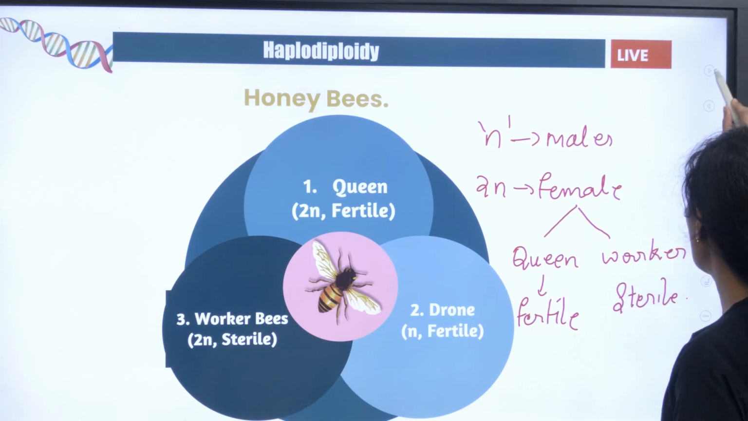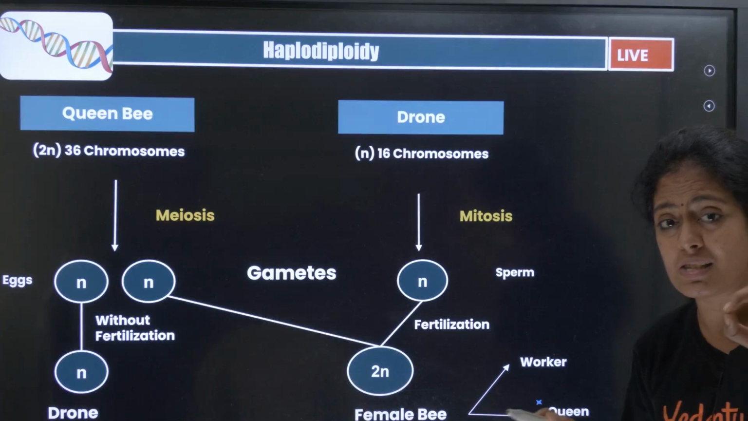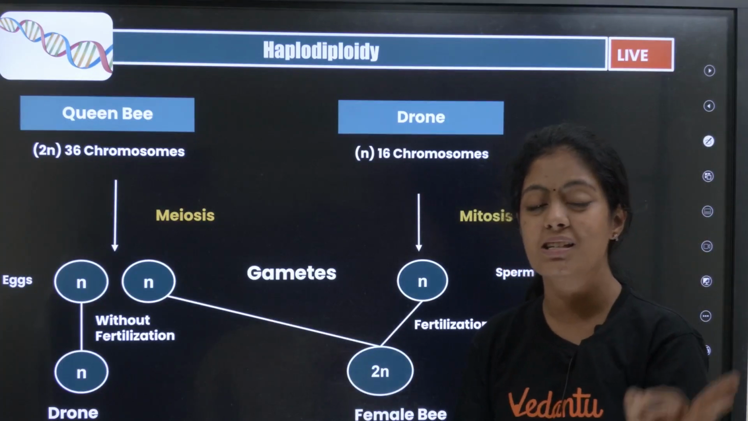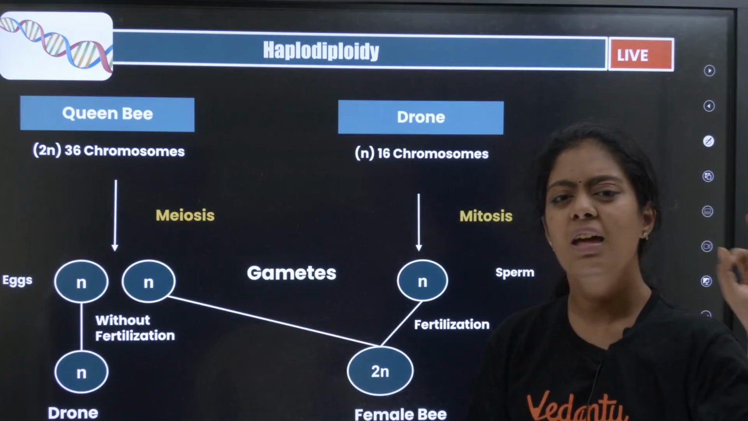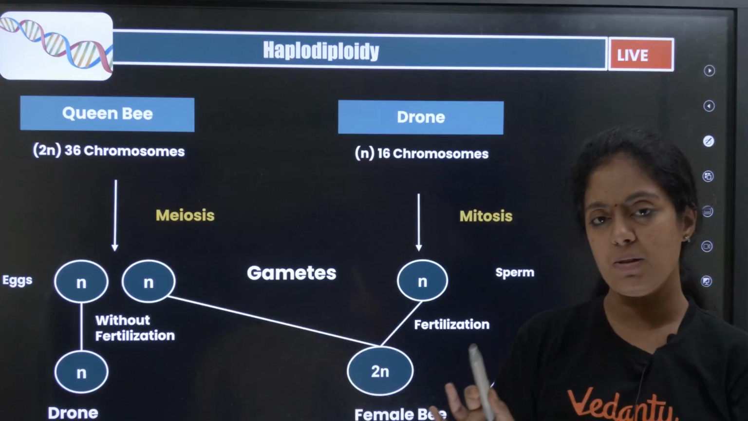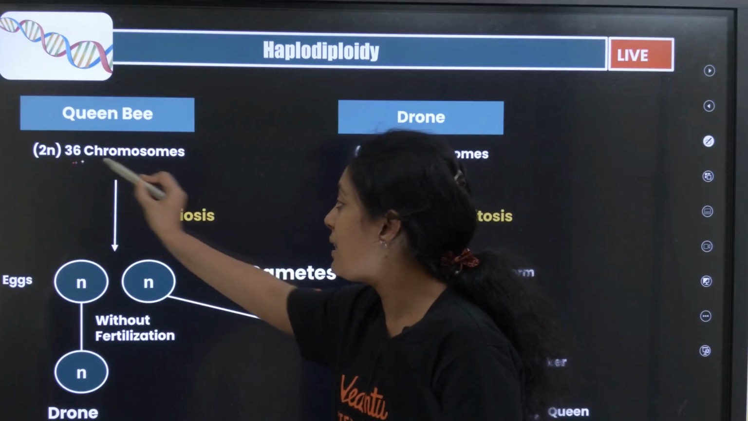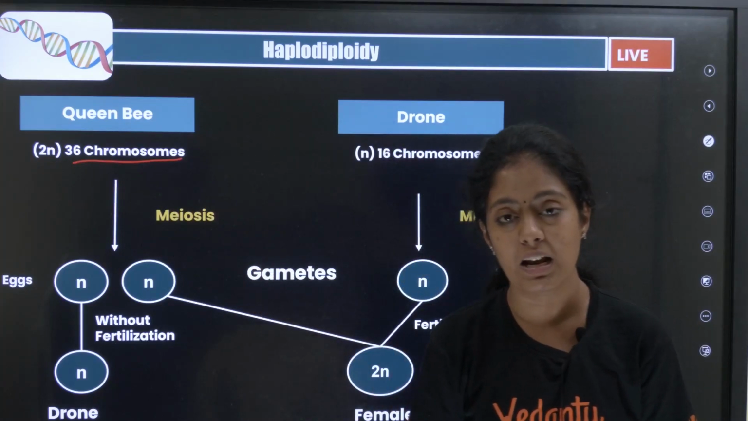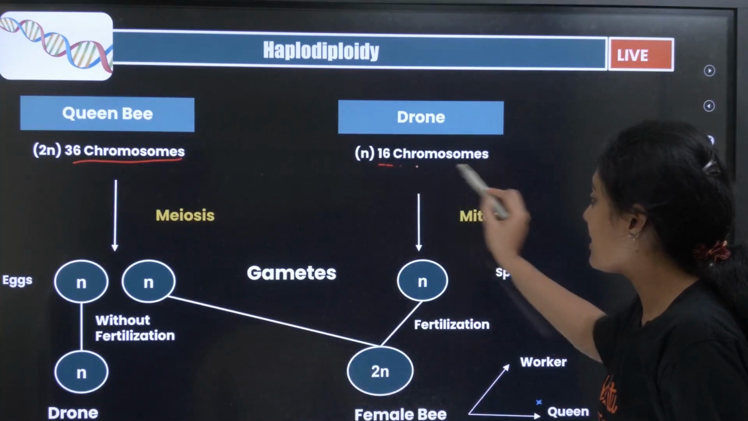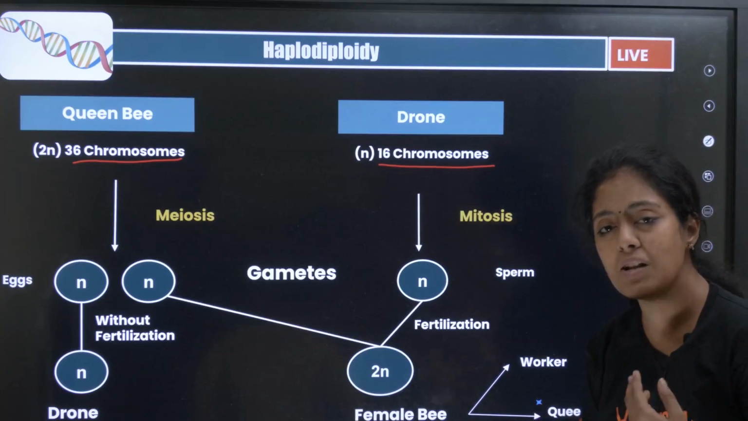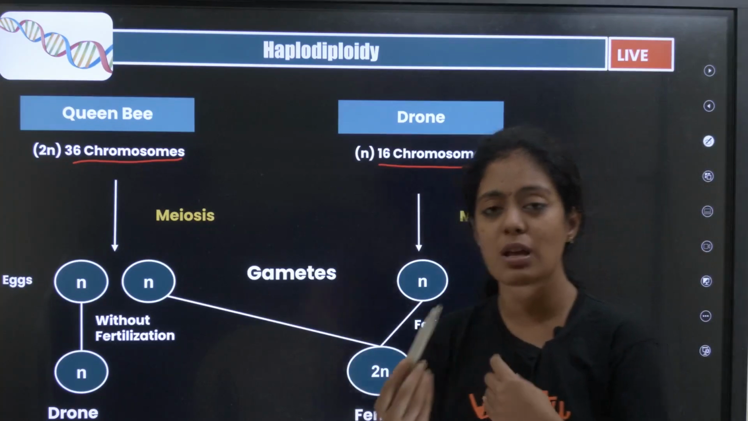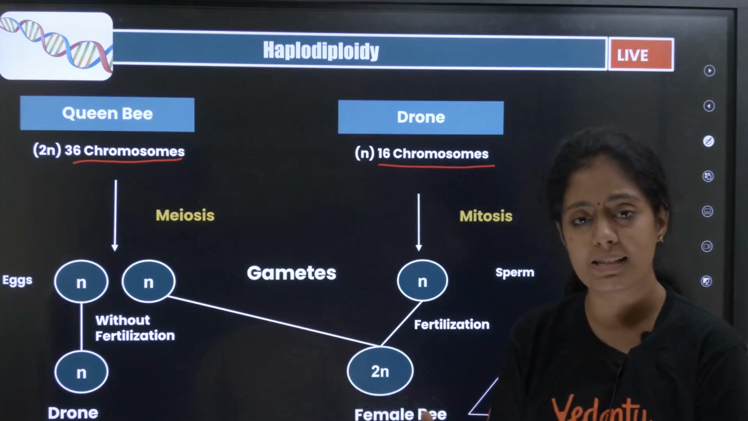Okay, so let's see how this haploid diploid works. Three mark question: explain haploid diploid sex determination in honeybees. It's very commonly seen in honeybees. In honeybees, a diploid cell has 32 chromosomes. What is haploid? It will have 16 chromosomes. So what will happen? The queen bee will undergo gametogenesis. She will produce eggs. Correct?